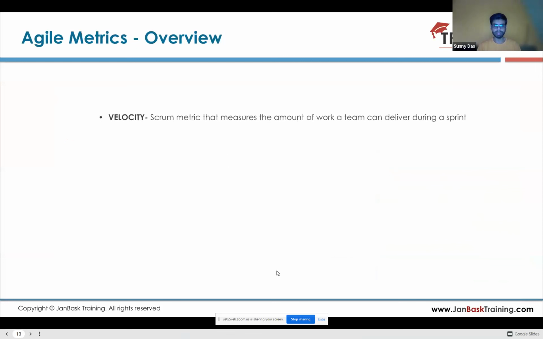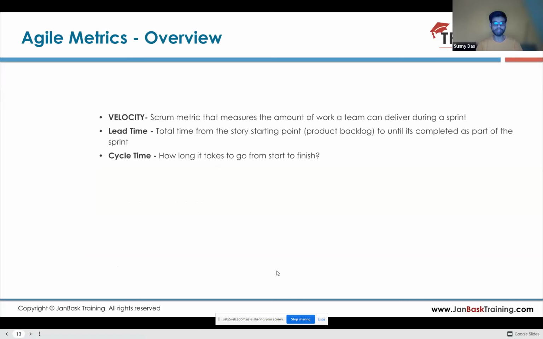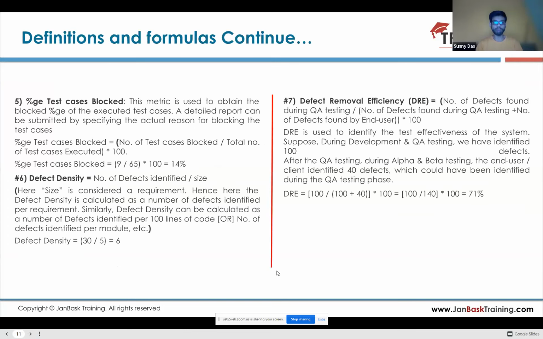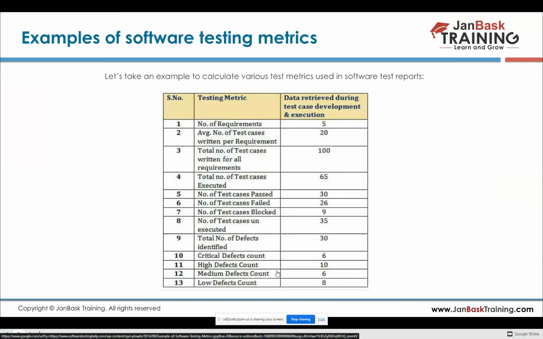And then the agile metrics. Some of the agile metrics are there, which I think we already discussed in the last class. Burndown chart, yes, velocity, and this we have discussed. Okay, so let's take a small break here, and after that we'll cover the rest of the things.